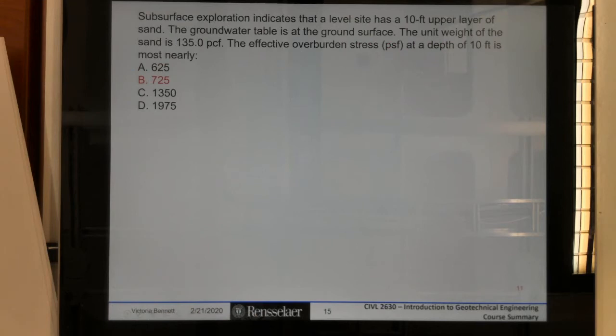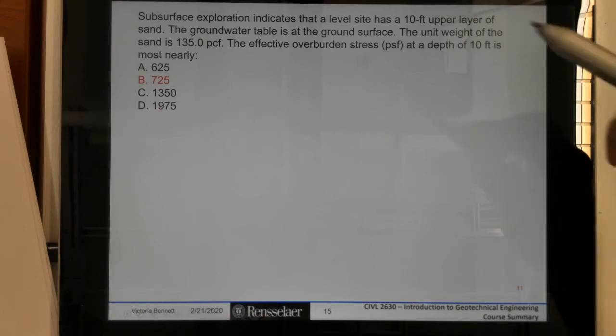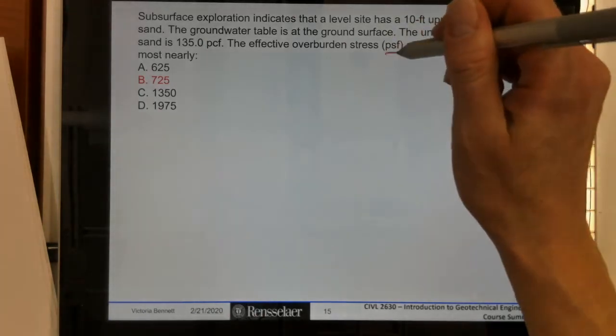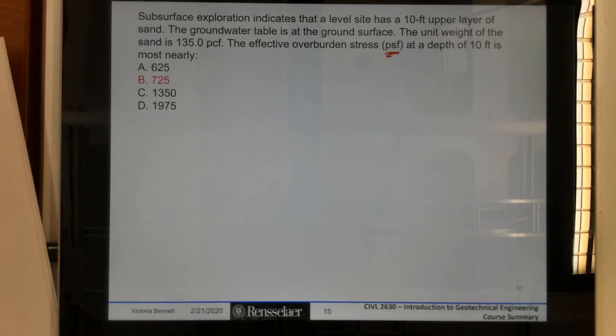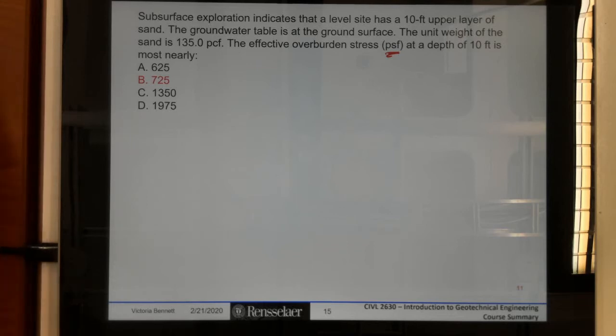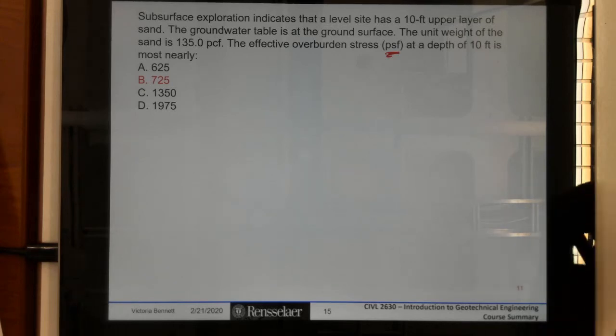So this one, the question is effective overburden stress. And in all of the example problems that I've seen, they're giving you the prompt about the units to expect. So again, I think that should start to get you to think about what do I even need to do to be able to get to that type of unit to answer the question?